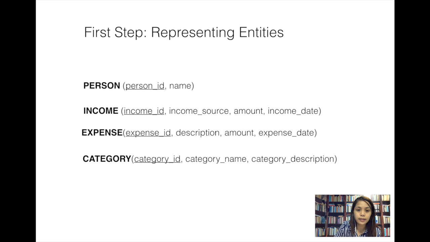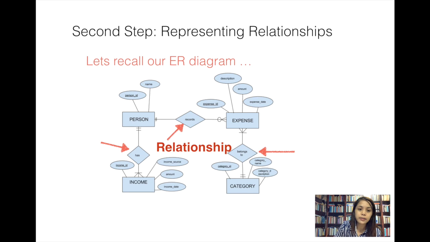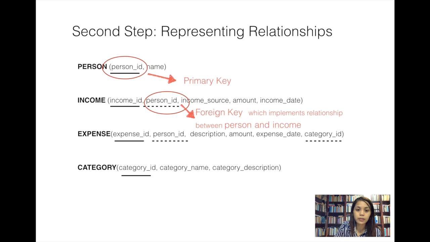Okay, this is the resulting relation schema. And next, representing the relationships. Let's take a look at the diagram again. Here we use the primary keys and foreign key to maintain the relationship. And for one-to-many relation, primary key on the one side becomes the foreign key on the many side. And applying this rule, here's our resulting relation schema.